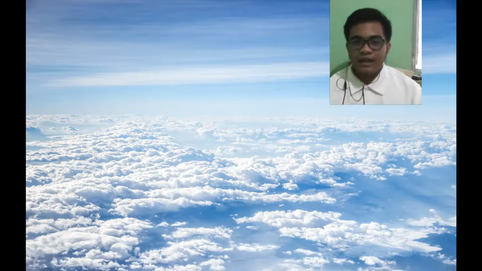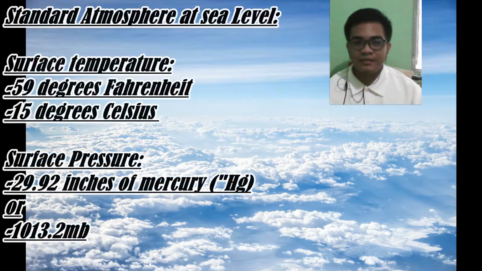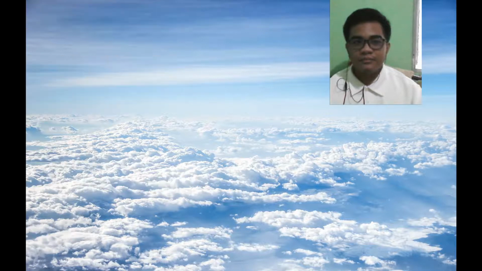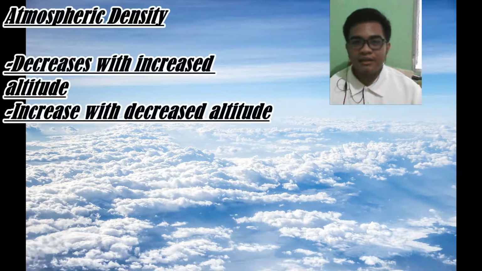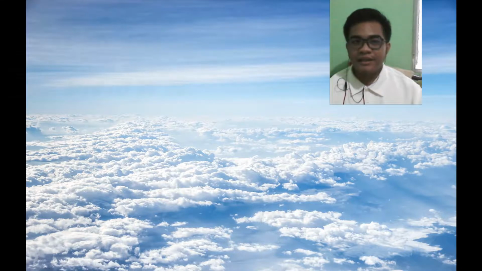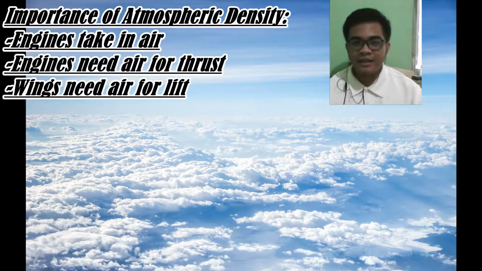Meanwhile, standard atmosphere at sea level has a surface temperature of 59 degrees Fahrenheit or 15 degrees Celsius, and a surface pressure of 29.92 inches of mercury. Now, we shall note that the atmospheric density depends entirely on the altitude. As altitude increases, pressure, density, and temperature decrease, and atmospheric density is vital to aeronautics as the power plants and engines heavily rely on the atmospheric density to create thrust and lift for the plane to fly.